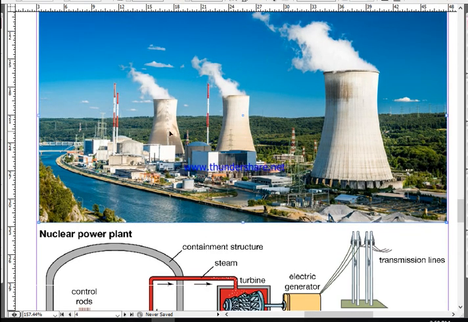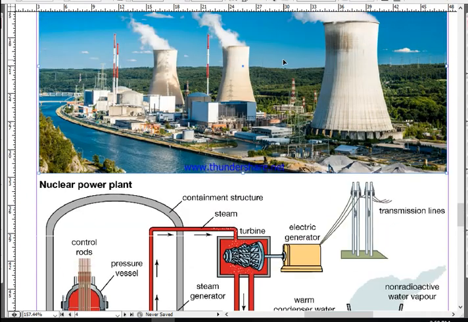Here you can see these are all the chimneys. This is the largest structure you can see, but this is not the main structure. The main structure is at the base. These are just the chimneys, and this is not smoke. This is water vapor rising from there.